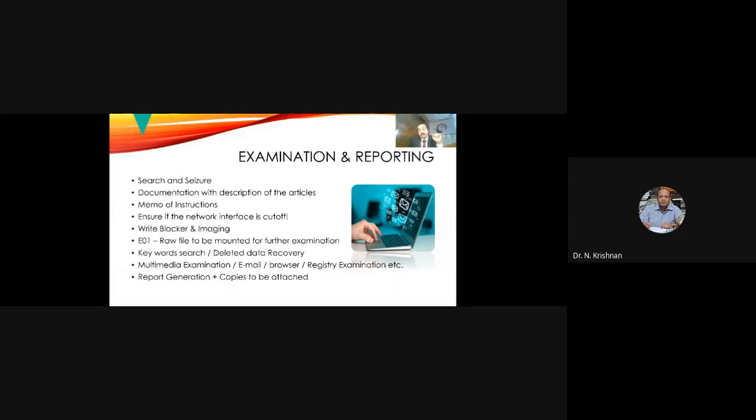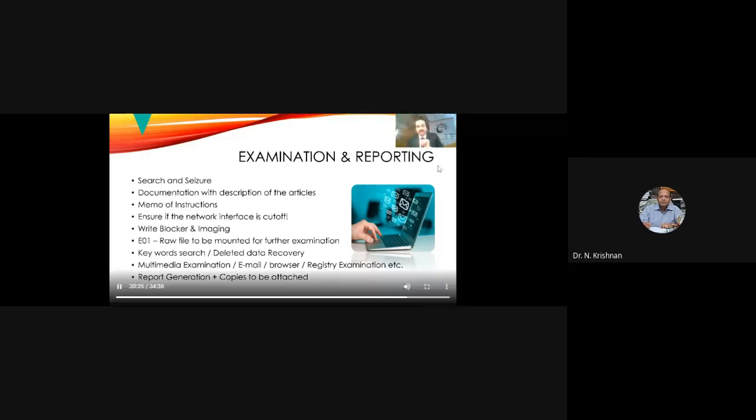You can search based on the file names. You can search based on the timelines. You can search based on the user profiles. So all these things are possible, but you should know what you're searching for. That is why keyword search is mentioned.